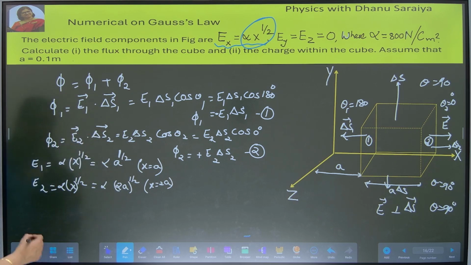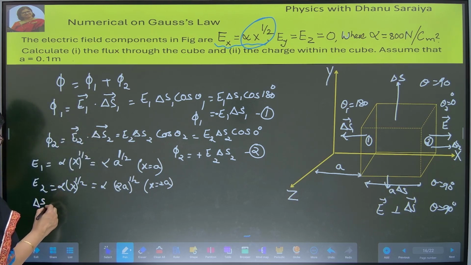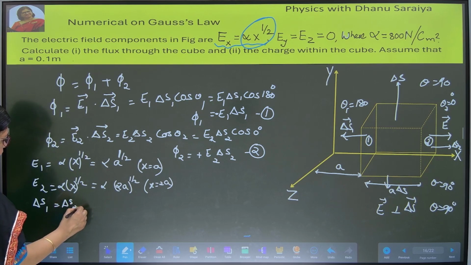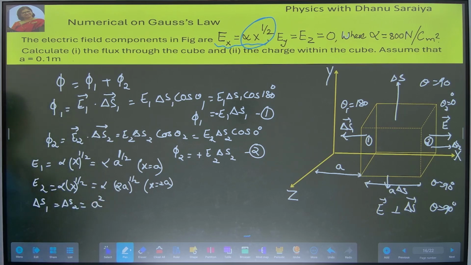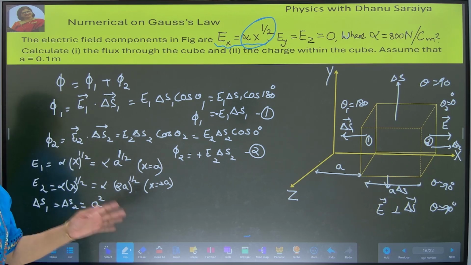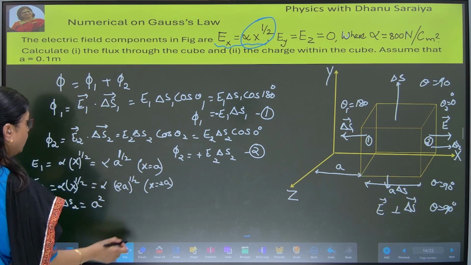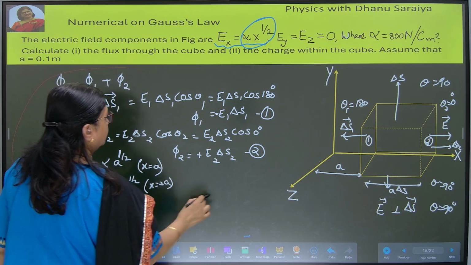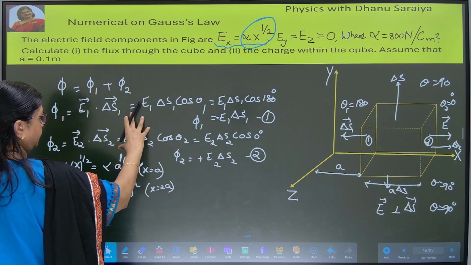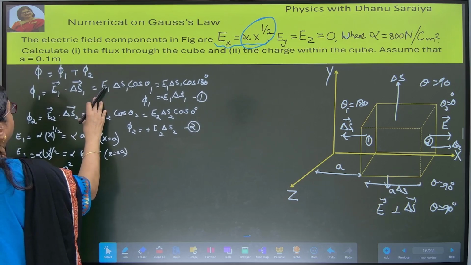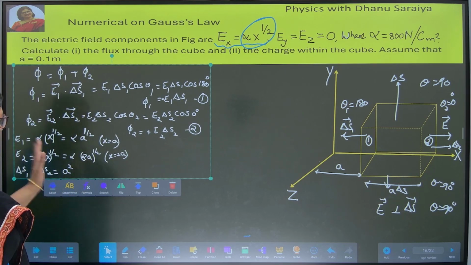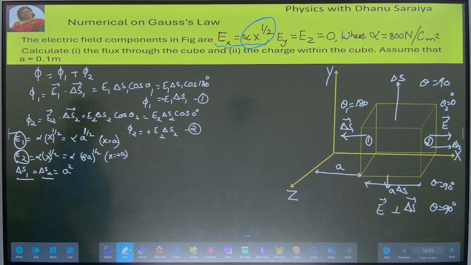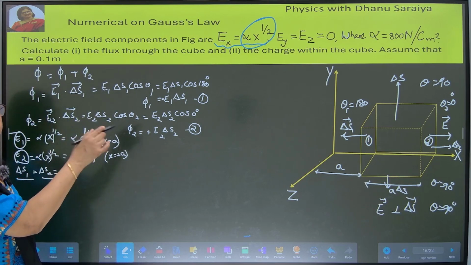Delta S1 and delta S2 for the faces of a cube, which is equal to a square. That also I am ready. So I have to just substitute now to find out both the values. I just club all this together, reduce it and place it here. So now I am ready to use this data and reuse the board also. So I am ready here to find out phi 1 and phi 2.